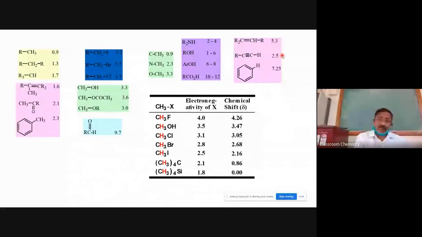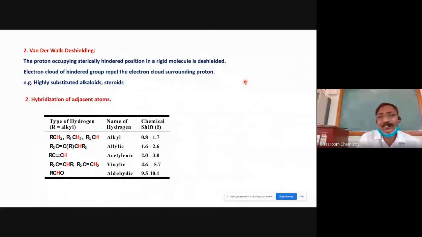And when this proton is directly attached to sp carbon, what will happen? Its value does not go much more downfield, but it is upfield. Why this takes place can be explained by the anisotropic effect that we will see after finishing this slide. And for aromatic protons, we know that benzene has 6 protons that are observed at 7.25. That is the general value we have mentioned here. It is in the range of 6.9 to 8.4. Again, it depends upon which kind of substituent is present on the benzene ring. So this is the trend for electronegativity and inductive effect.